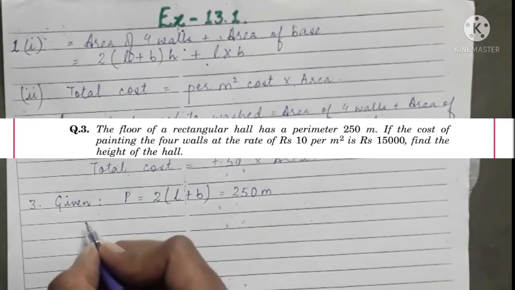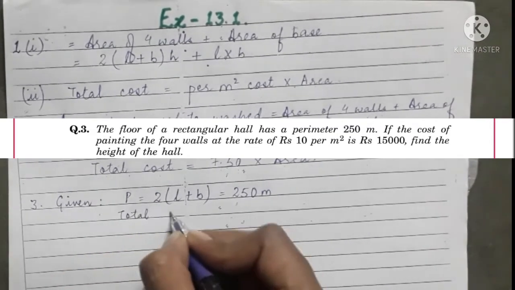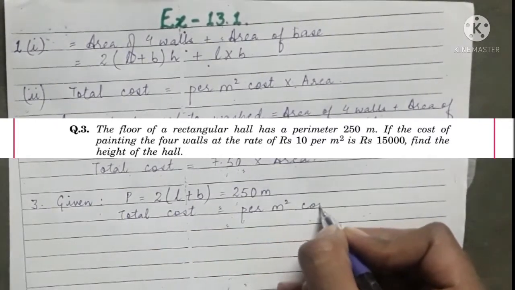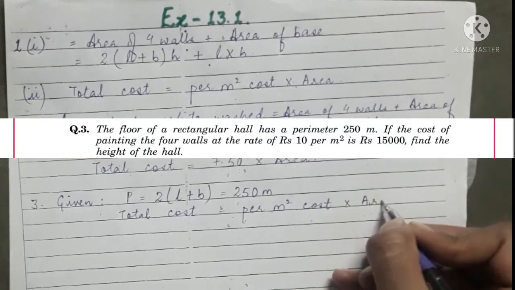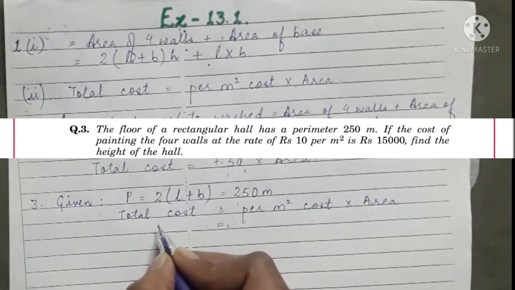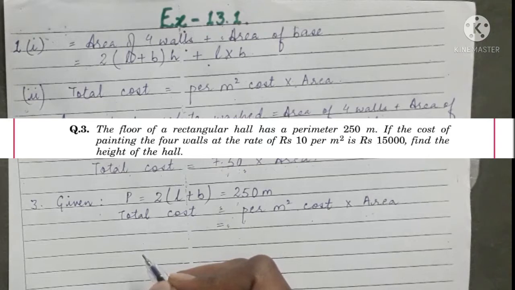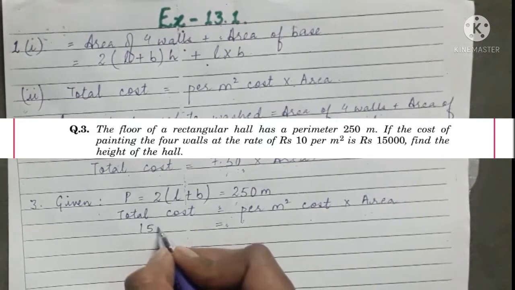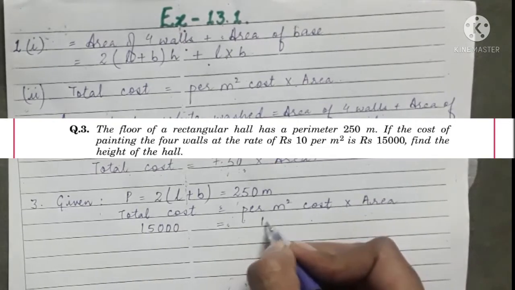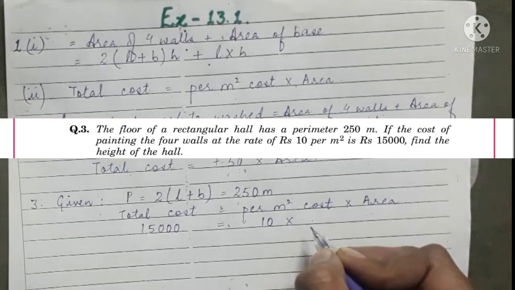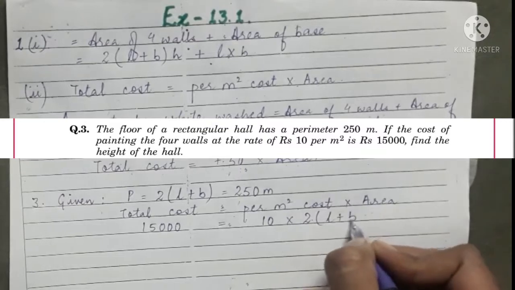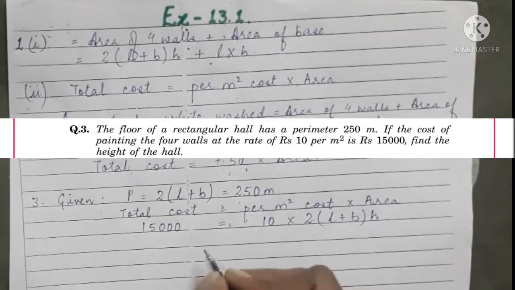So the formula of total cost is equal to per meter square cost multiplied by area. So we have to paint the 4 walls, right? So the total cost given in this question is rupees 15,000. 15,000 is the total cost. Per meter square cost is rupees 10 multiplied by area. So area will be the area of 4 walls. So area of 4 walls is 2(L plus B) multiplied by height, right?